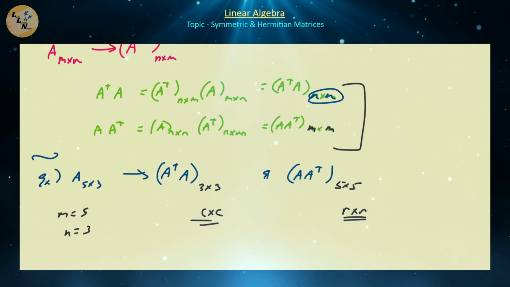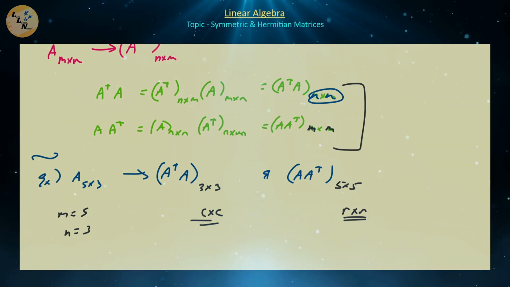But that's actually pretty interesting because even if A is not a square matrix, A transpose A and A A transpose are always going to be square matrices. And that's actually going to come in very handy when we start talking about decompositions such as eigenvalue decompositions and singular value decompositions a little bit later on.